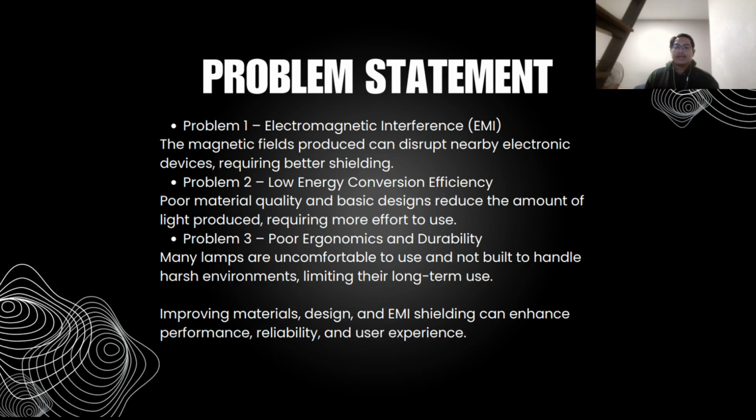Secondly, low energy conversion efficiency. Many existing lamps use poor quality material and outdated designs, meaning users need to exert more effort to get usable light. And lastly, poor ergonomics and durability. Current designs are often uncomfortable to use and can't handle harsh conditions, making them unreliable for long-term or rugged use.